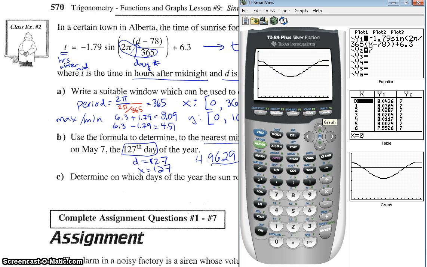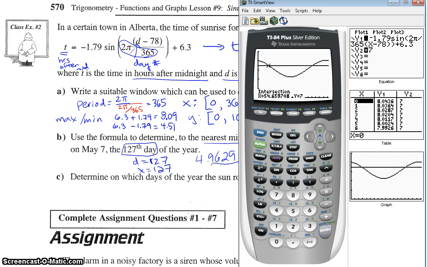It looks pretty good. So they want to know on which days of the year the sun rose at that time. So that would be this day and this day. So we want to do second calc intersect. First curve enter, second curve enter. And then for guess, we need to be closer to whichever one we want to find. Tap, tap, tap, tap.